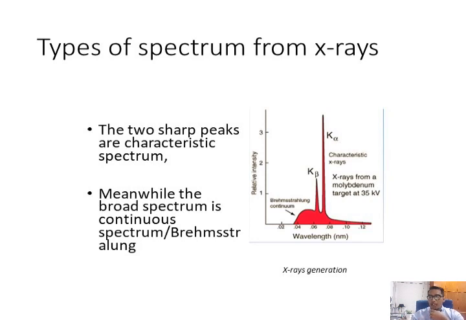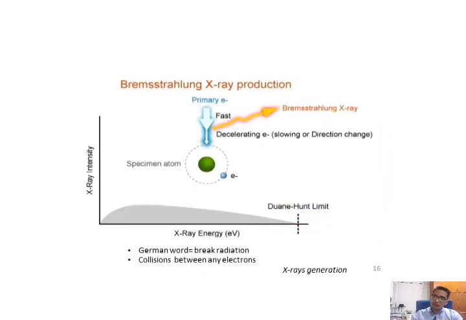Alright, in slide number 15, Bremsstrahlung X-ray production, you can see that on the left we have the y-axis, which is the X-ray intensity. On the x-axis we have the X-ray energy in electron volts. The German word Bremsstrahlung means braking radiation, because of the collision between electrons.